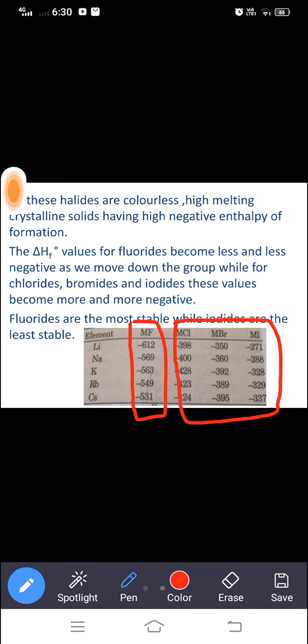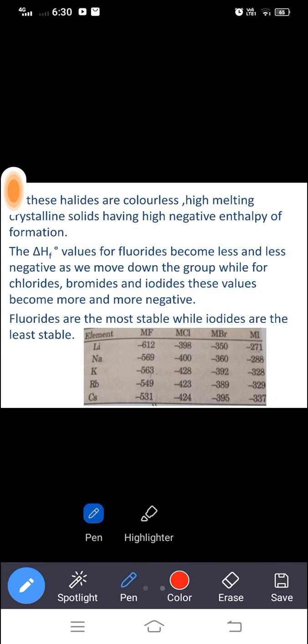What is the reason? Why is it happening like this? In the chloride, bromide and iodide, whenever lithium is combining, first take lithium: when I compare it to the rest of the other elements, its size is small, that you know. And when I take chlorine, the size is also small. When the size is small, you want to remember the ionization energy.